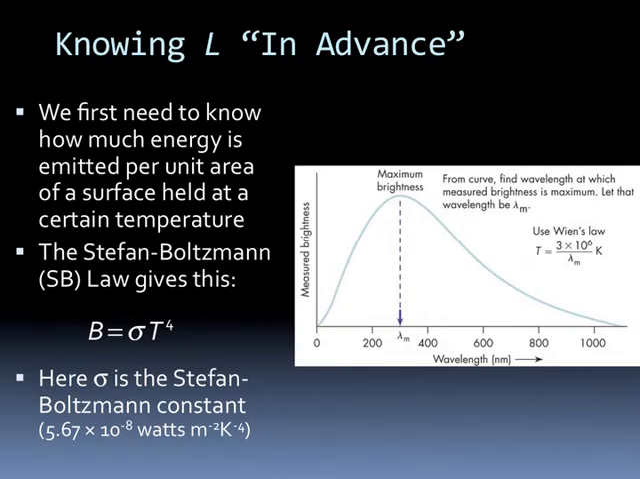So how do I know the luminosity in advance? First, we need to know how much energy is emitted per unit area of a surface held at a certain temperature. There's another law in physics. I'm just letting you know how this works. The Stefan-Boltzmann law. You don't need to know how to use it, just that it exists. It says the brightness of an object is equal to some constant, the Greek letter sigma, times its temperature to the fourth power.